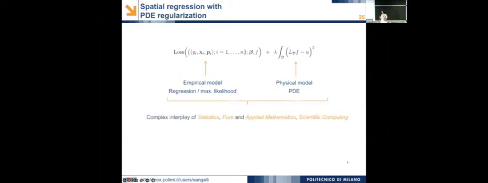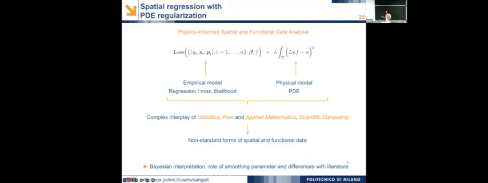And thanks to a complex interplay of approaches and methods from statistics, from mathematics, both pure and applied, and from scientific computing, we are able to handle non-standard forms of spatial and functional data. And this is what we name physics-informed spatial and functional data analysis. Now we'll discuss functional data analysis later on in my talk.